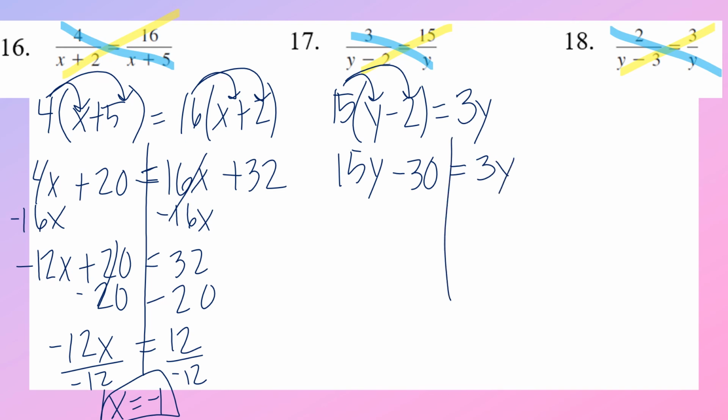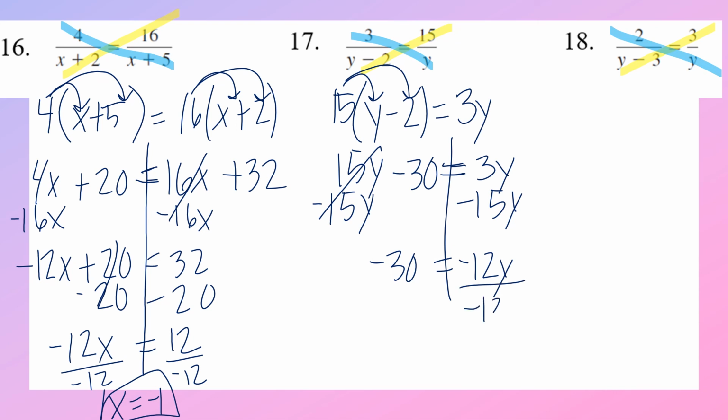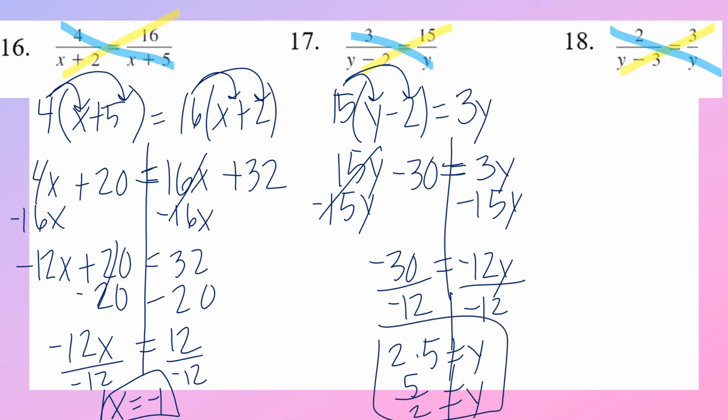So here is where you don't need to do a lot of movement. Even though the y's are going to be negative on one side, it's fine. You'll still get the correct answer as long as you do your math right. So I have negative 30 equals 3 minus 15y is negative 12y. And then you would divide both sides by negative 12. When I do that, I end up getting positive 2.5, or you could leave it as 5 over 2 equals y. Either one of those answers works. It does not matter to me which one you choose.